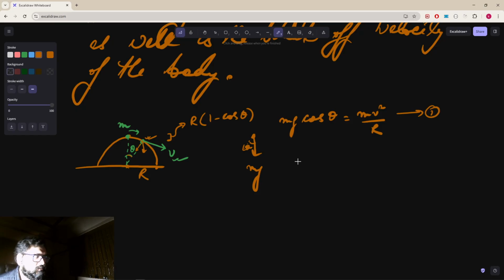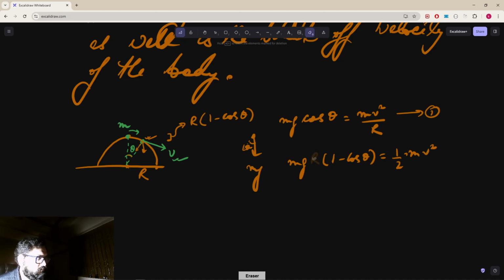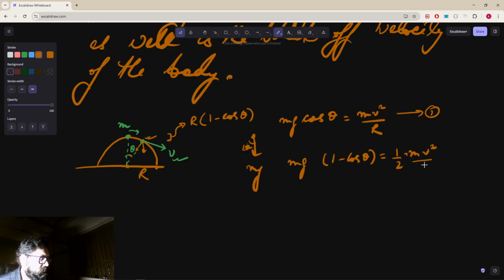So the net loss in potential energy is going to be equal to mg times r into 1 minus cos theta. This should be equal to the increase in the kinetic energy of the body, which is going to be equal to half times mv square. If I remove this r and bring it down, this is, let's say, my equation 2.